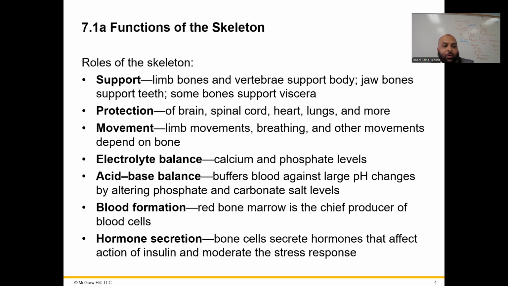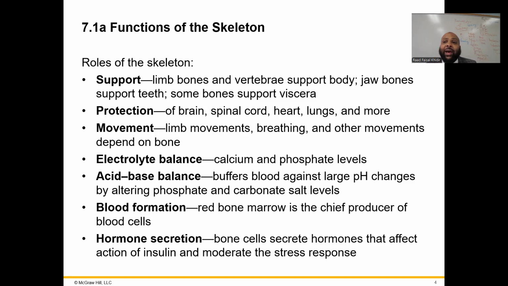So the roles of the skeleton, number one, are to support. The limb bones and the vertebrae support the body, and the jaw bones support the teeth, and some bones support the viscera. So you have your brain, it's like you put your money inside a safe. The safe is made of iron. Your brain is more precious than all the money and the gold and the silver. So that's why it has to have a case around it.